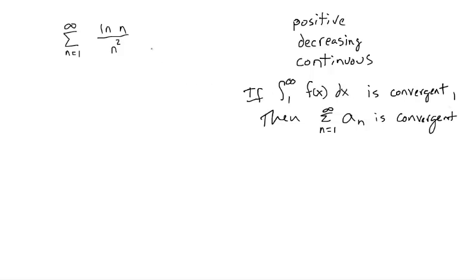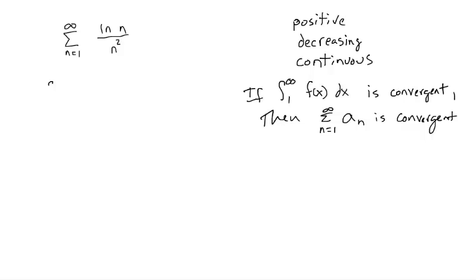So the first thing we want to look at is positive. Every value of n from 1 to infinity is going to give us a positive value. And then for continuous, we know that ln is continuous from 1 to infinity, and n squared is also continuous. So the one that we generally have to check for is the decreasing. And remember, we can check decreasing by taking the derivative.